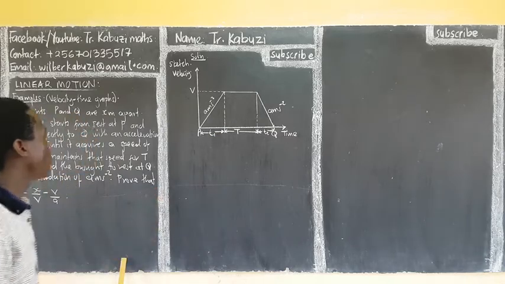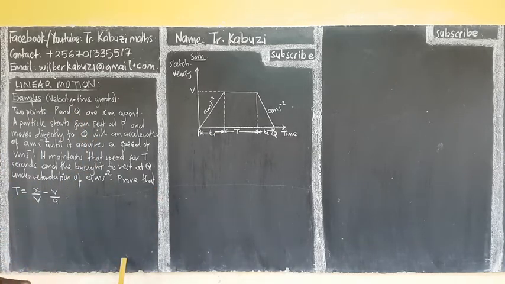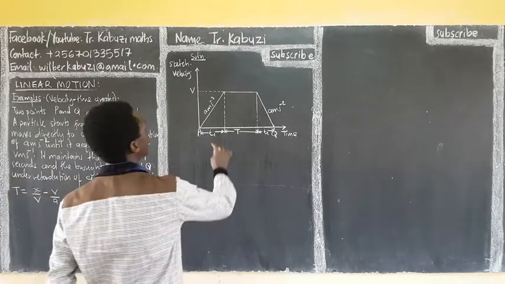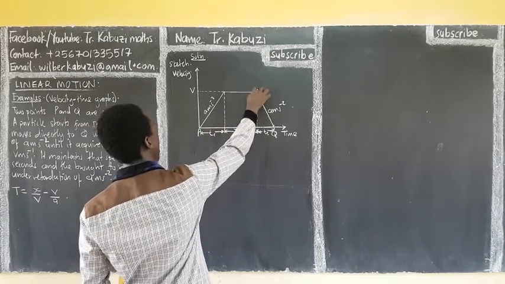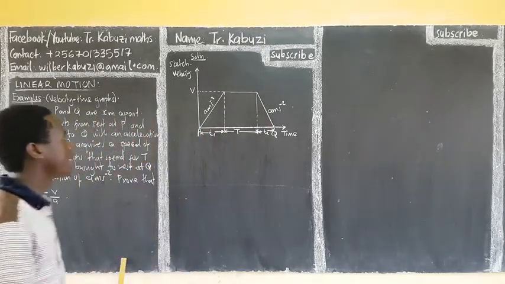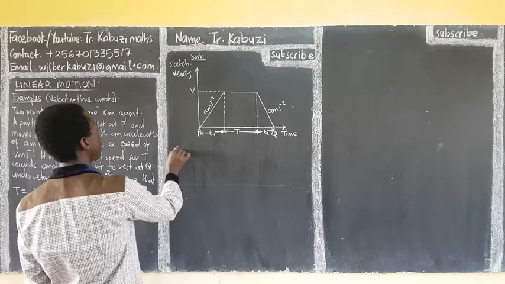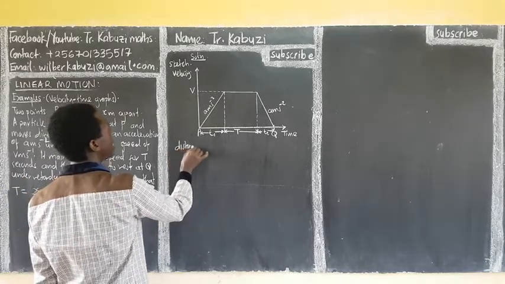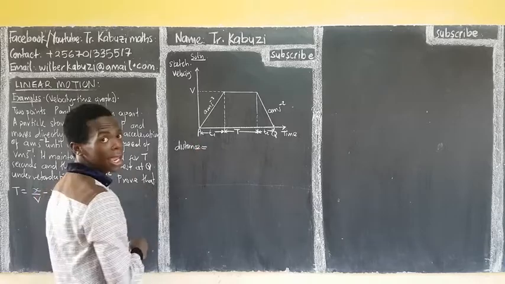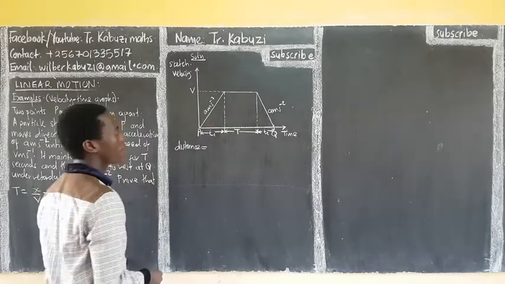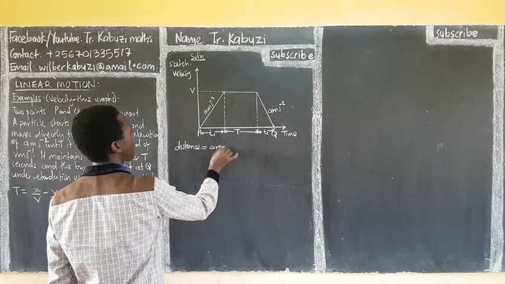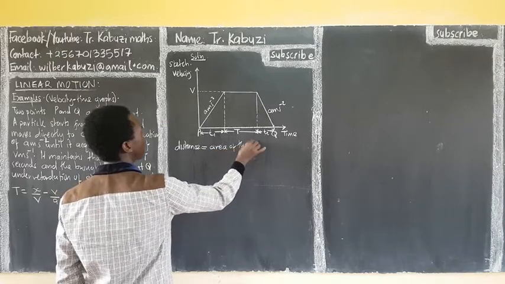Now they were telling us to prove that T is equal to that. The whole of this distance, from here up to here, is x. How do you get that distance? The distance is given by the area under this velocity-time graph, so it's the area of the trapezium.